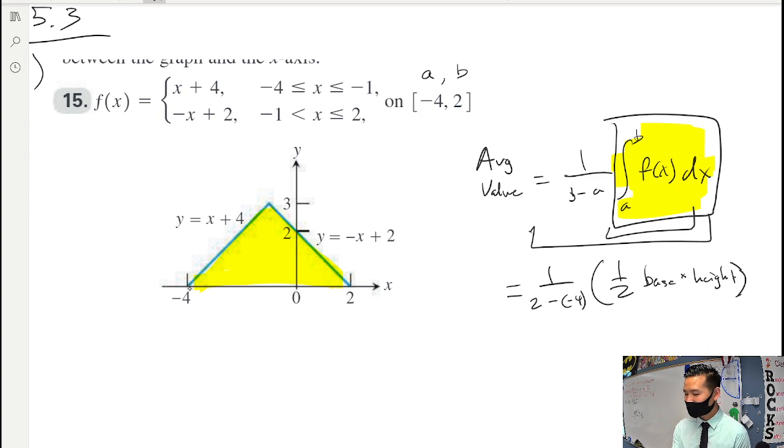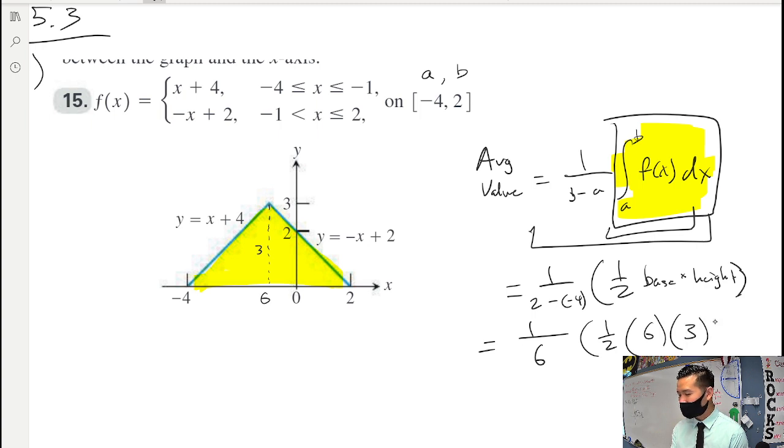6. So the base is 6. What's the height? The height is 3. So we just plug that into this formula. We end up with 1 over 6 right there, times 1/2 times the base, which is 6 again, times the height, which is 3. And that's your problem in a nutshell.